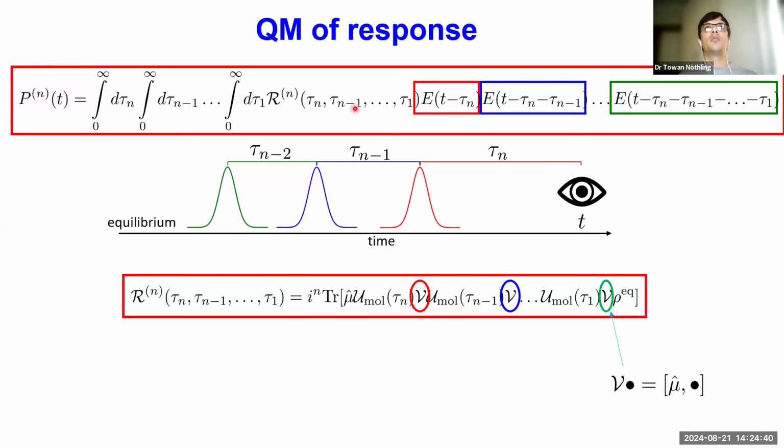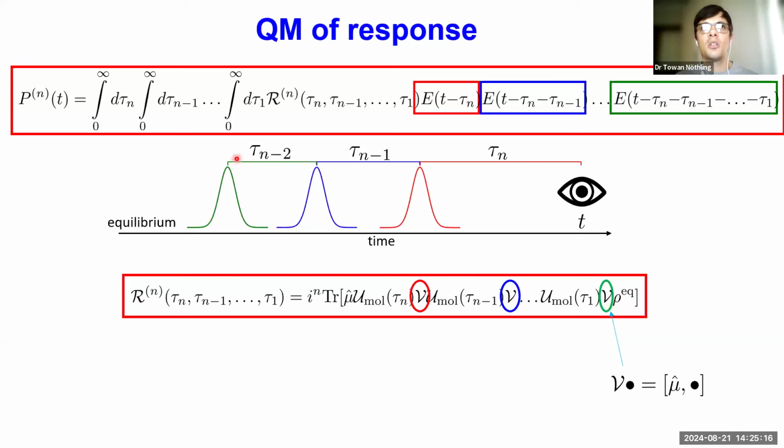Now, back to the quantum mechanics of the response. We say that the nth order polarization depends on n electric field interactions and also on the response function. Now we want to inspect this response function and see what form it has. It's not too difficult to understand. The nth order response function has this form. We start with the system in equilibrium. So before anything happens, we assume that the system has equilibrated with its environment. It's happily sitting there in equilibrium.